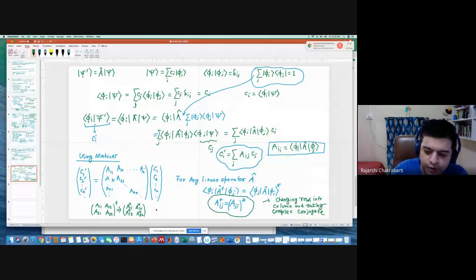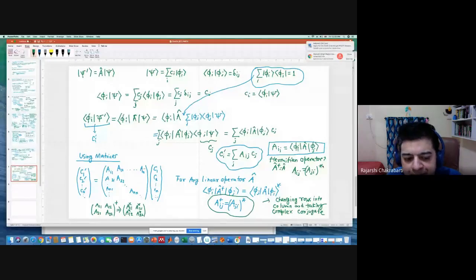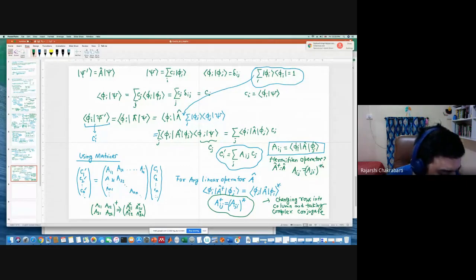And the last thing, which should not take more than 2 minutes, is again the Hermitian operator. This is for any linear operator. For Hermitian operator, I know that A dagger equals A. Remember? This is the definition. So for a Hermitian operator, since A dagger equals A, I have the condition that Aij equals Aji star. Okay?